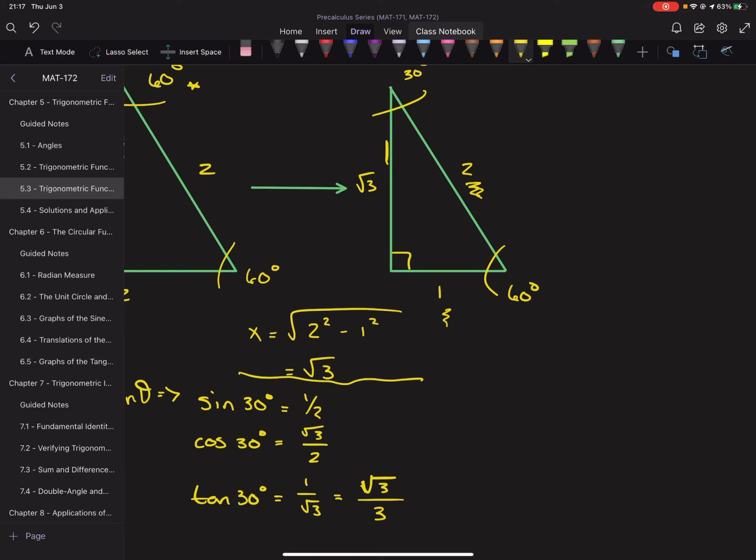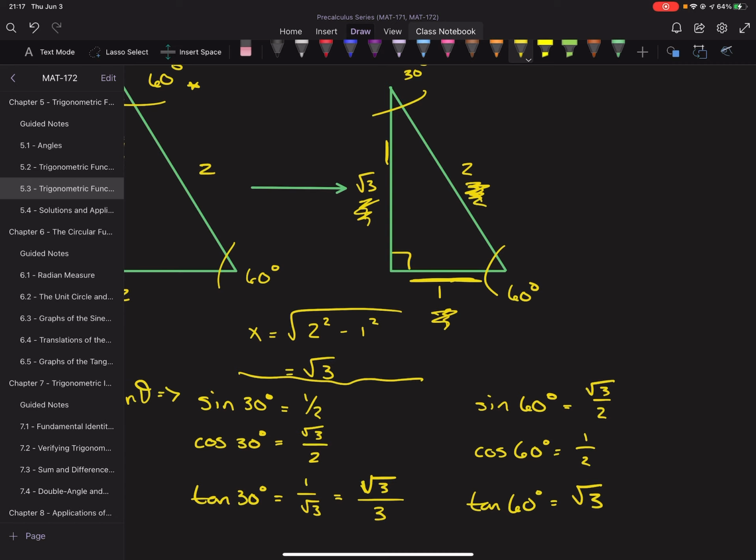We can do the same thing for the 60-degree measure. So we have sine of 60 degrees. Sine of 60 is going to be opposite over hypotenuse. Cosine of 60 is going to be the adjacent side over the hypotenuse. And tangent of 60 is going to be opposite over adjacent.